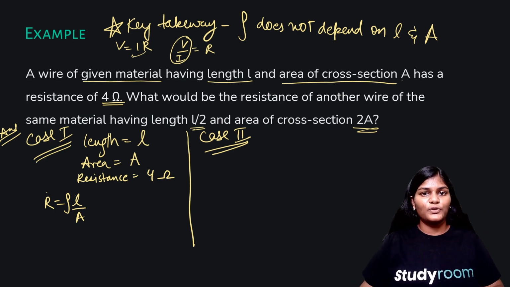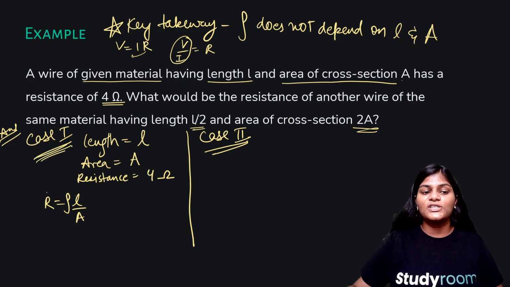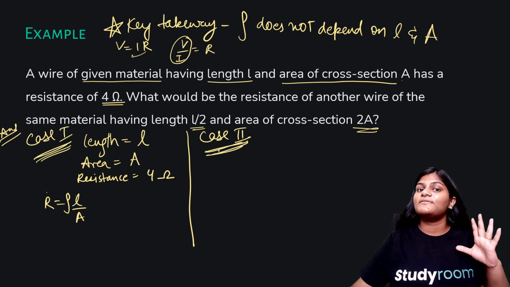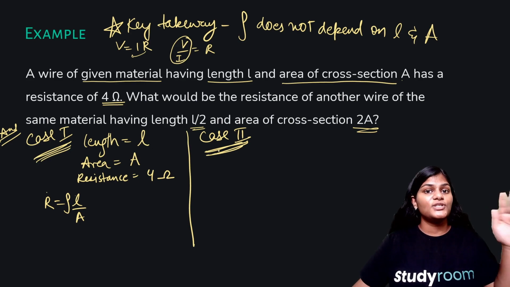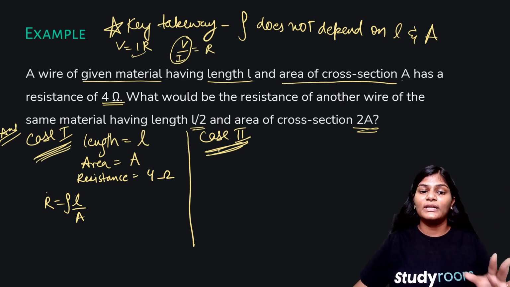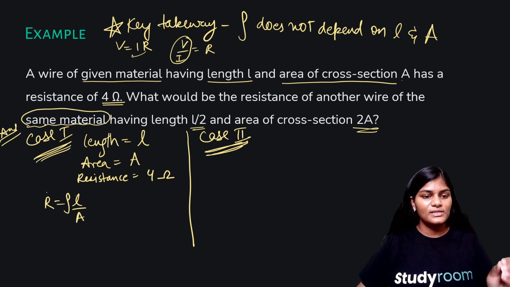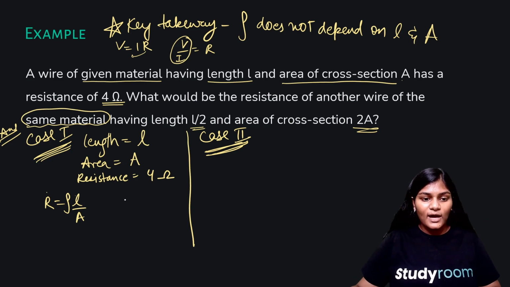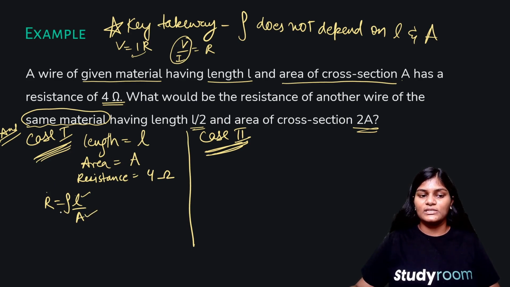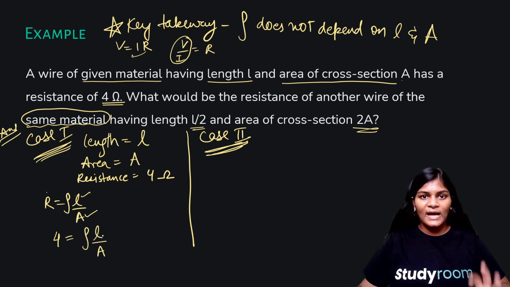So that is what we have to keep in mind, that therefore in case 1 and case 2, the resistivity is the same because we are not changing the temperature and we are not changing the material. Look, we are given of the same material, right? This is why it's specifically written same material, because resistivity is the same. Awesome. Okay. Now, the length is given as L and area is given as A and the resistance is given as 4. So I write 4 is equal to rho L upon A. Okay, I leave it here right now.